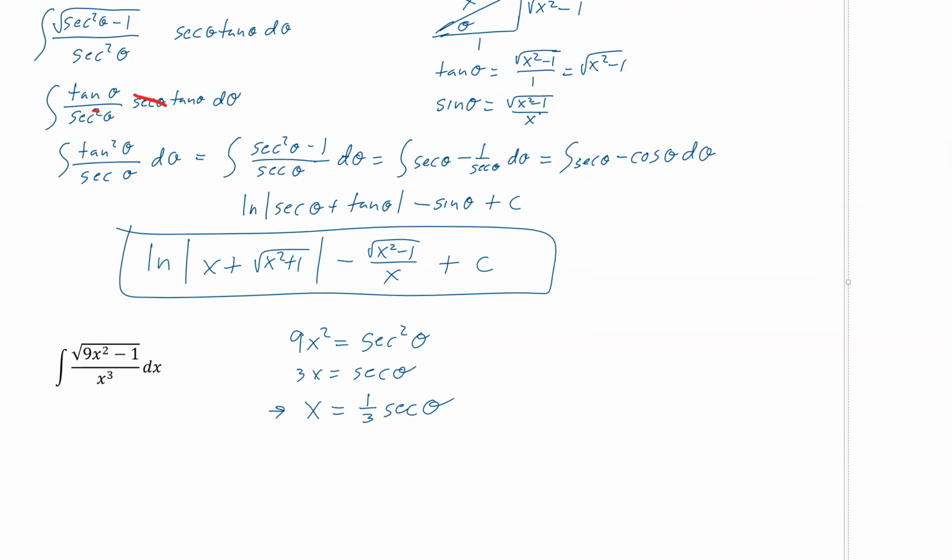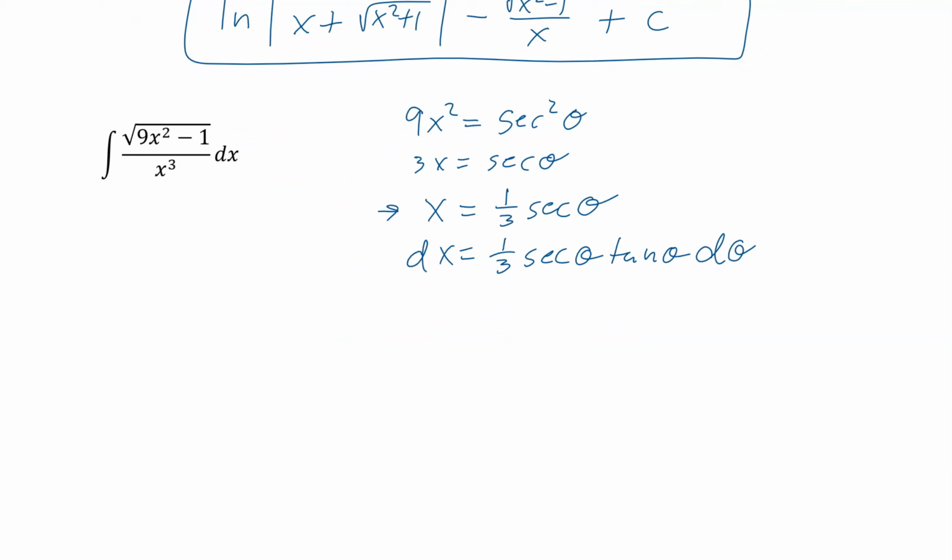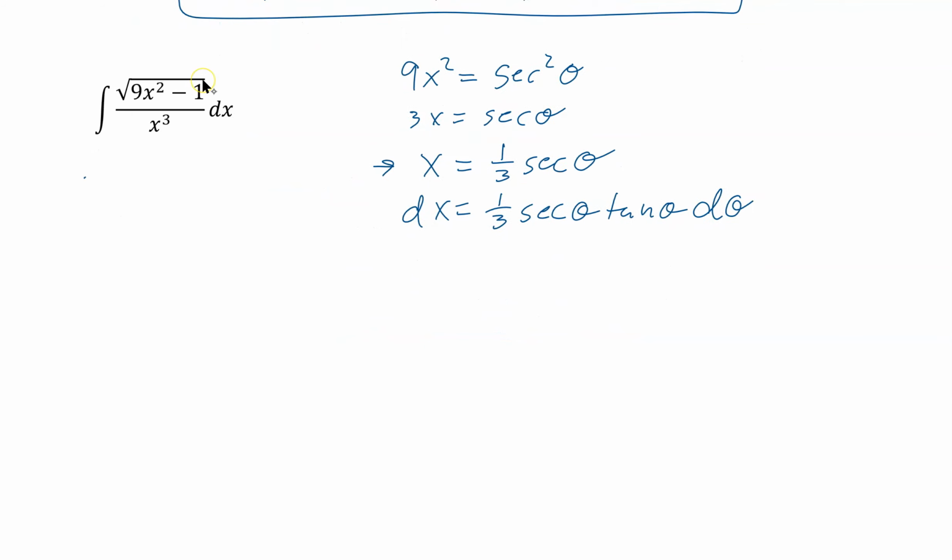So x equals 1/3 secant theta. So dx is equal to 1/3 secant theta tangent theta d theta. And now when we plug it in, it'll work out perfectly. Okay, so this becomes 9, and then you'll see that's 1/9 secant squared theta. In fact, you could even just say, look, 9x squared is secant squared. In fact, that looks a lot nicer. So why don't we just go that way?